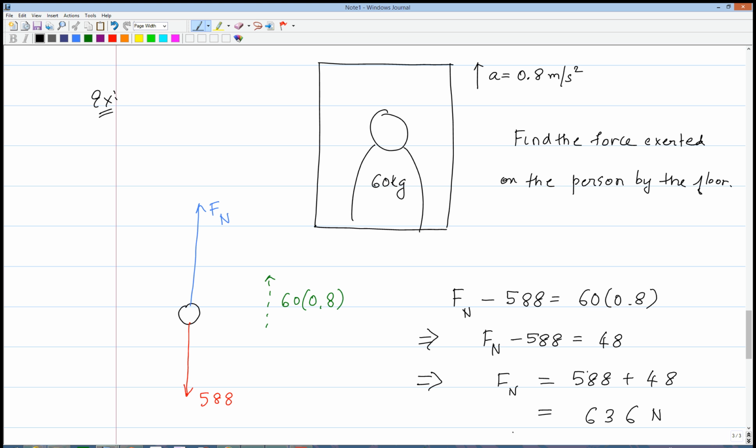Okay, and you have to ask yourself, why is this happening? If you look at the situation, you realize that since the object has to be accelerated upward, you need to exert a force larger than the weight of the object. So that's what's going on, and that's why you have the answer. All right, in the next one we'll look at an object accelerating downward.